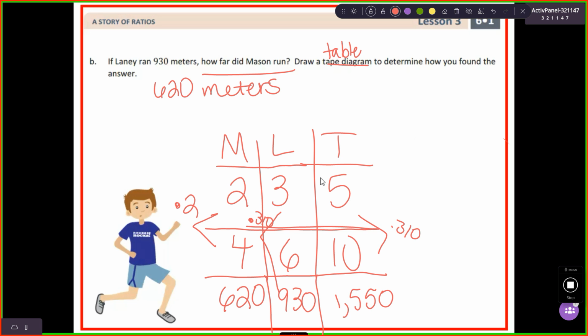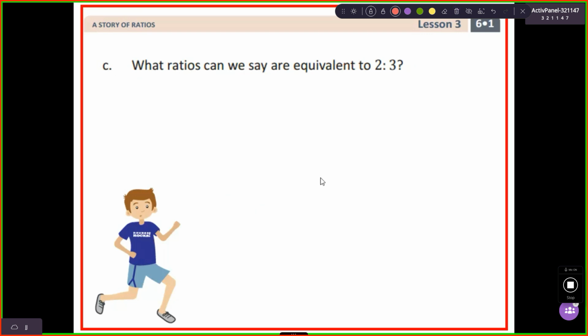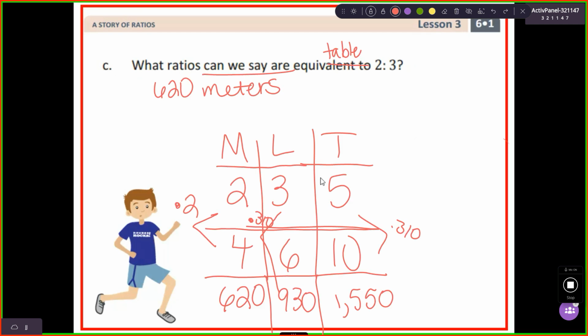Does that make sense? Okay. Now, letter C is all we're going to do is look back at our table. Are we adding to the table? We're looking back at our table. So letter C, I want y'all to read it to yourself and give me a thumbs up once you have letter C.